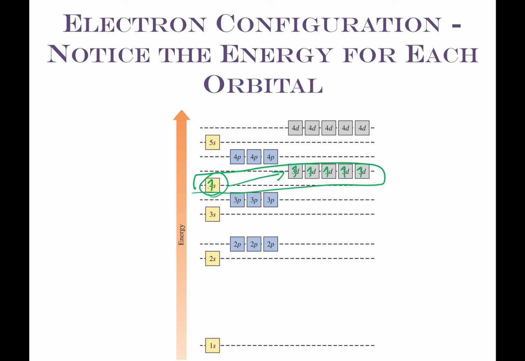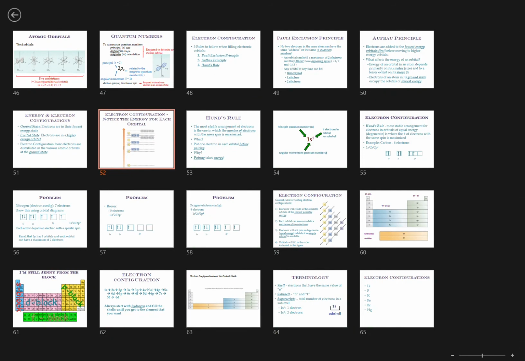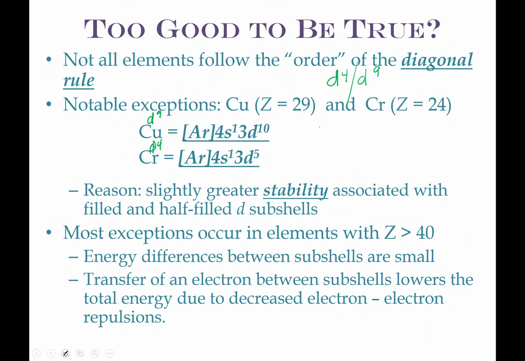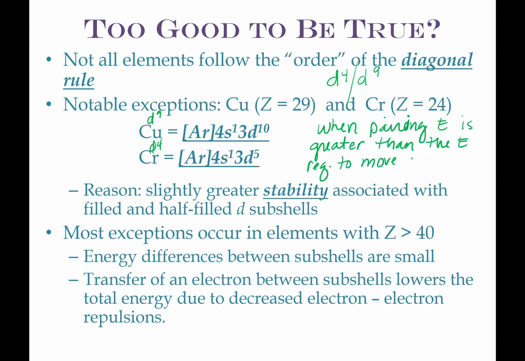So when is this too good to be true? So when pairing energy is greater than the energy required to move an electron to the next higher orbital.